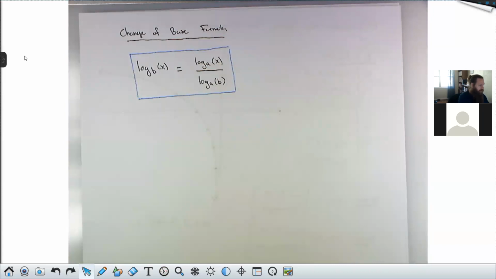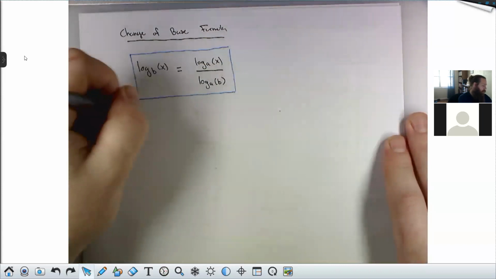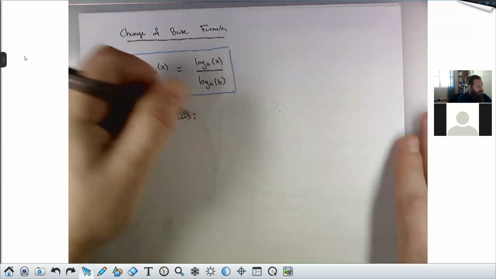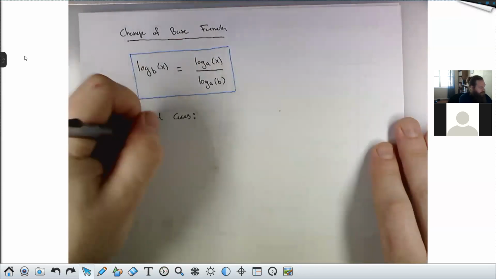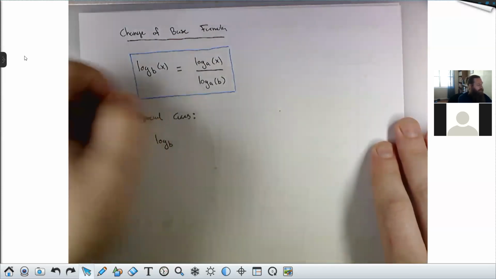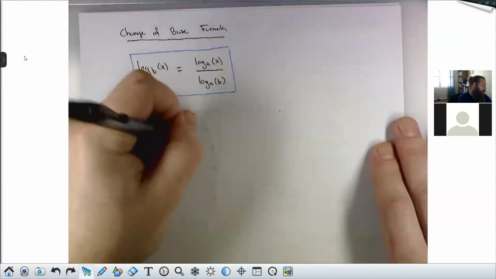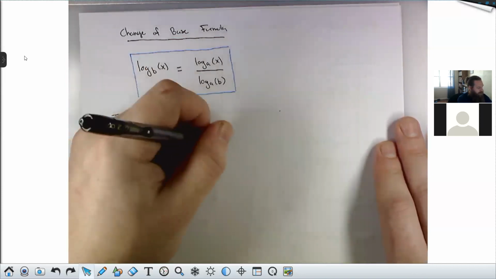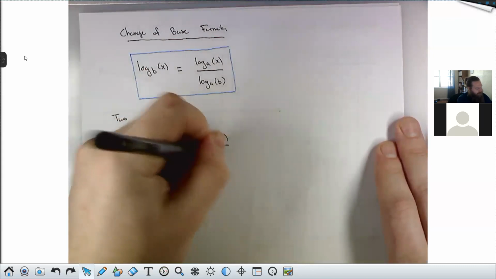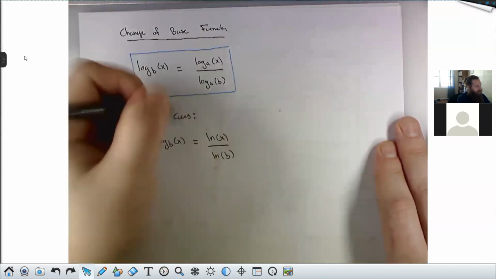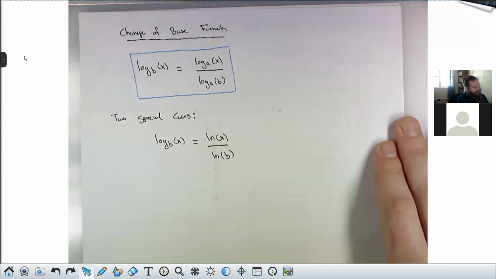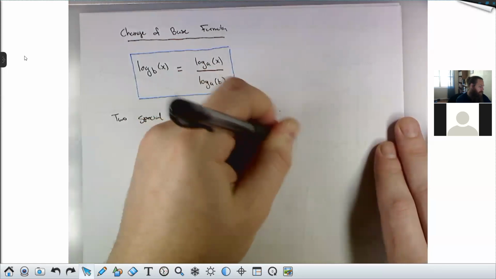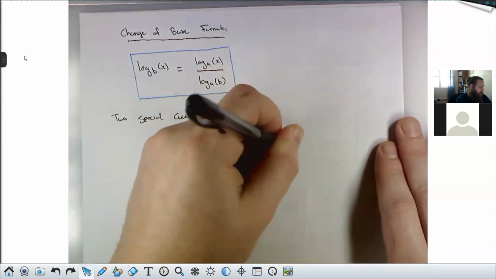Two special cases of which: if you want to change from an arbitrary base logarithm, like a base 2 logarithm, into a natural log, you just take the ln of the inside and divide by the ln of the base. And that will give you the same thing as if you take the common log of the inside and divide by the common log of the base.